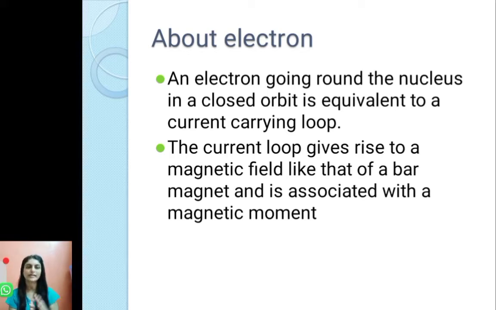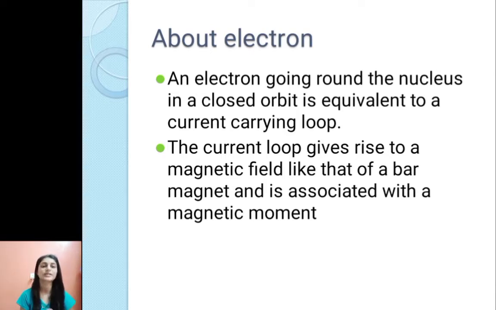When we say that the electron is moving around the nucleus in a closed orbit, it is equivalent to a current carrying loop, and we know that a current loop gives rise to a magnetic field. So there is a magnetic field associated with the electron's motion, and therefore we will have a magnetic moment which is associated with the electron.